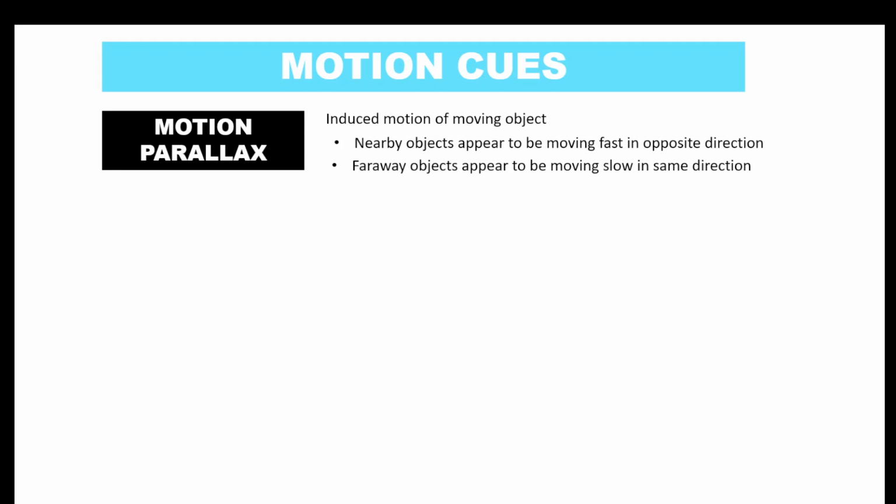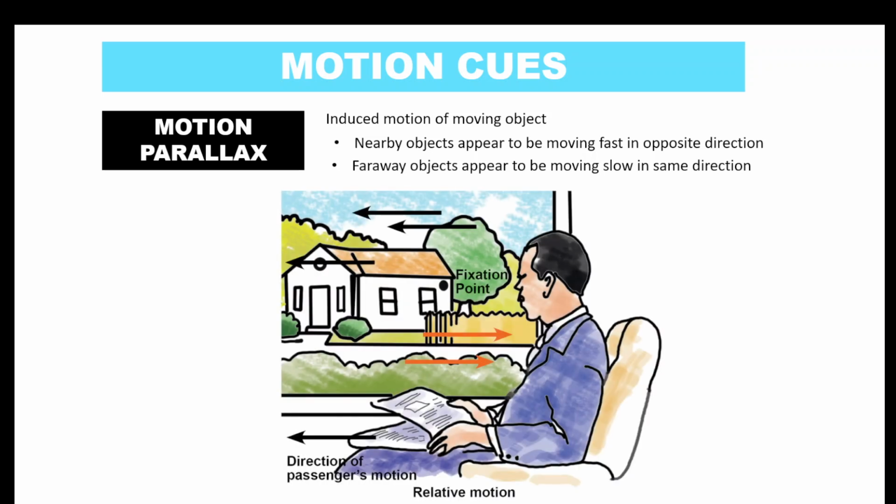So let's start with the next motion cue, that is motion parallax. Well, motion parallax is also a form of induced motion of a moving object, but the nearby objects appear to be moving fast in the opposite direction. The faraway objects appear to be moving slowly but in the same direction from your fixation point. Everything below the fixation point appears to be going in the opposite direction. Above it appears to be going in the forward direction. This is observable if you travel by train or bus.